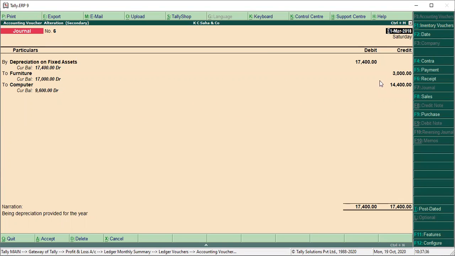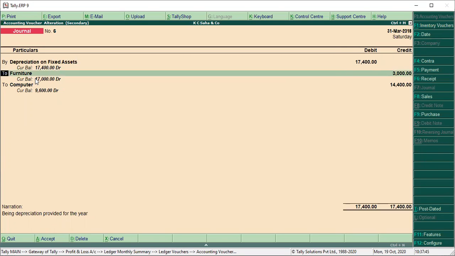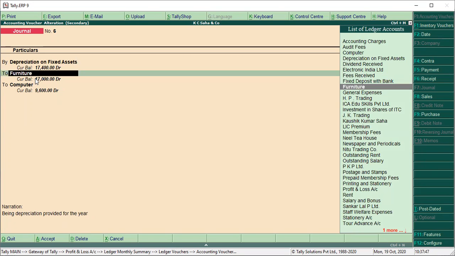But you have to check what is the amount, whether amounts are wrong or right. Okay, so first you have to calculate the furniture amount. What is the depreciation rate for furniture? You must know about the percentage rate over here. What is the rate for this?